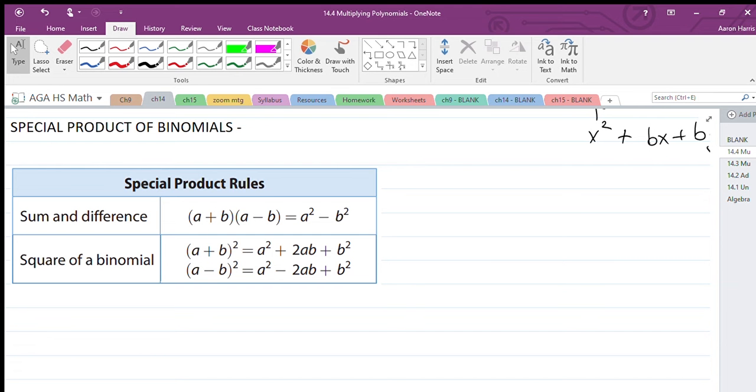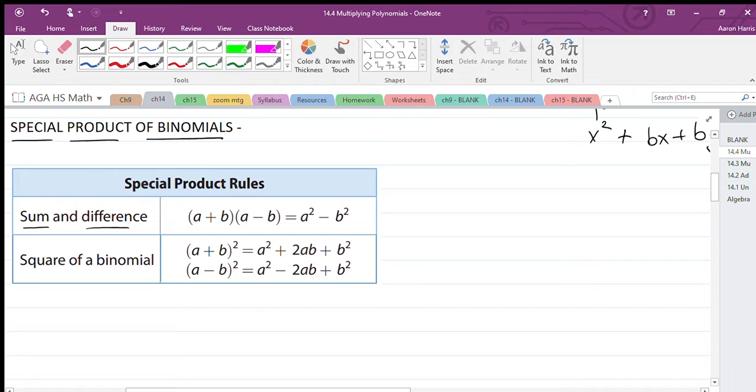So I want to make sure you understand, because of that property of FOIL and multiplying a binomial times a binomial, we literally can speed up the process and not have to multiply everything out. I'm just showing you this. I'd rather you work it out if you can, but if you are a little bit more advanced, you can definitely use this graphic organizer.